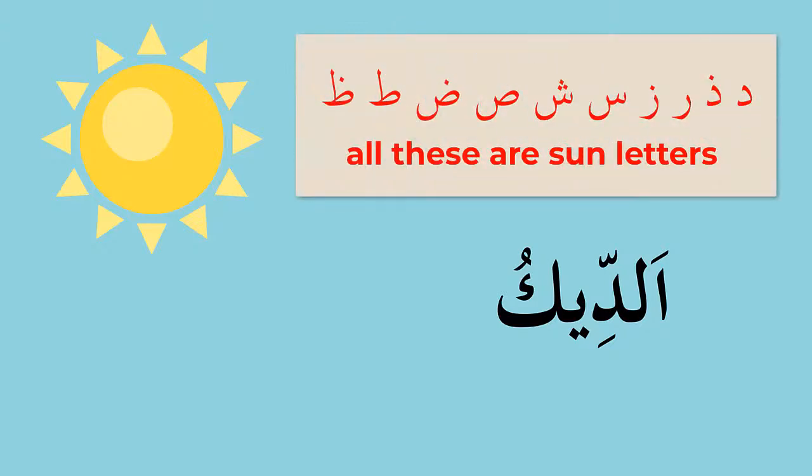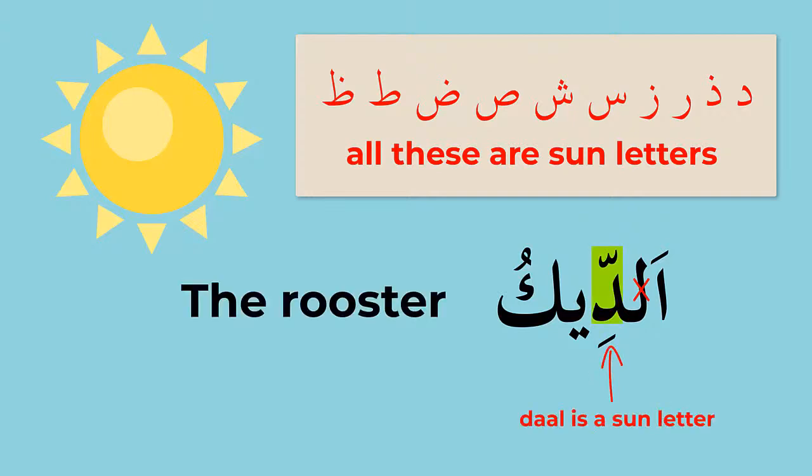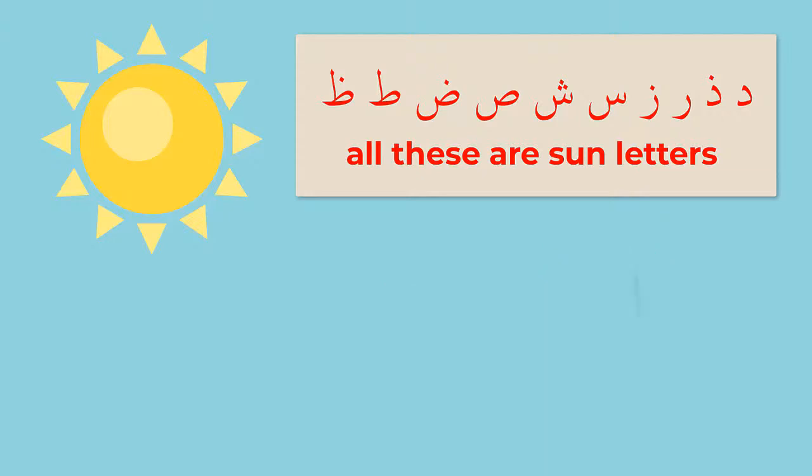As soon as you come to dal, there is a chain of sun letters. Are you with me? There is a chain of sun letters till you stop at ain. So these are all sun letters. It's easy. Let's remember: dal, zal, ra, za, sin, shin, sad, dad, ta, za. Those are all sun letters. And when you pronounce them with alif lam, you will not pronounce lam. Look at this, brother. Ad-diku, not al-diku. Are you with me? Ad-diku.